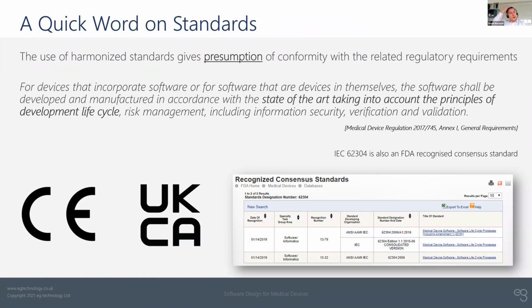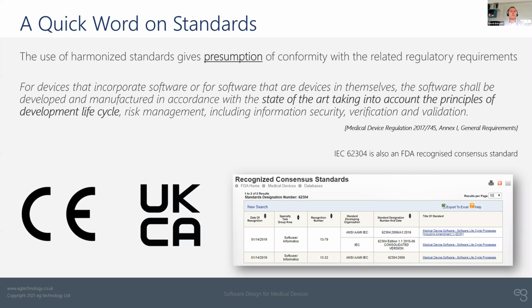Just a really quick word on why we use 62304. This is because the use of harmonized standards gives the presumption of conformity to the regulatory requirements. So the regulatory requirements are the law. They're what you have to meet to put your product onto the market. So that is the MDR, the IVDR, FDA regulations. The UK are now separate, but we are still aligned with the old MDD at the moment. We're looking at a new one to come out in 2023.